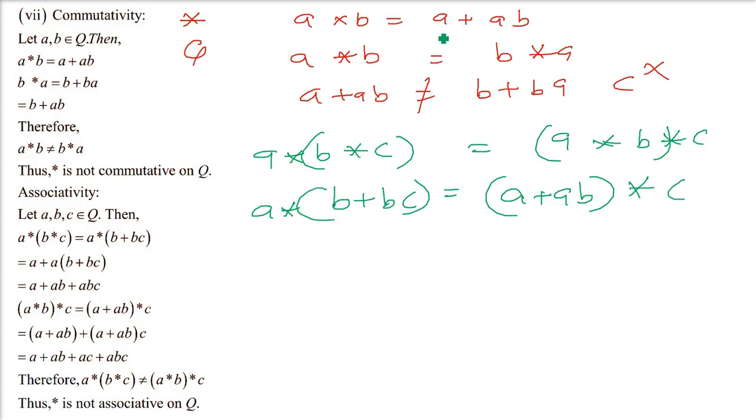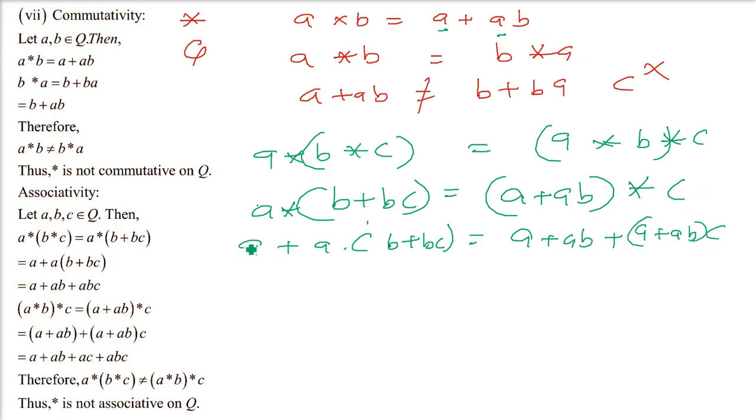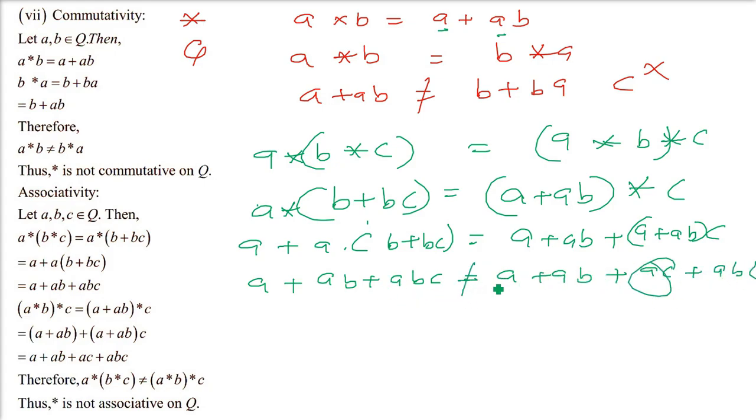First, A will be replaced by A, but B will be replaced by B plus BC. Similarly here, A plus AB, then again A plus AB, but we have multiplied it by C now. What do you get? A plus AB plus ABC. Here, A plus AB plus AC plus ABC. So there is an extra term AC here. So star is not associative on Q. It is not associative here.